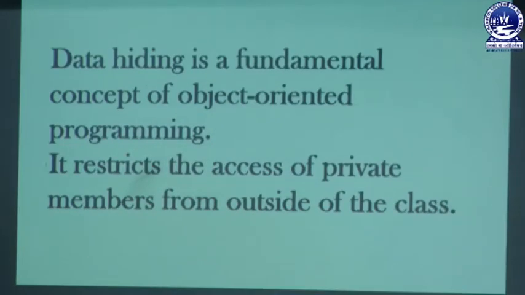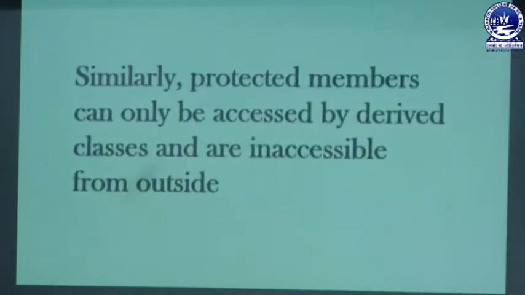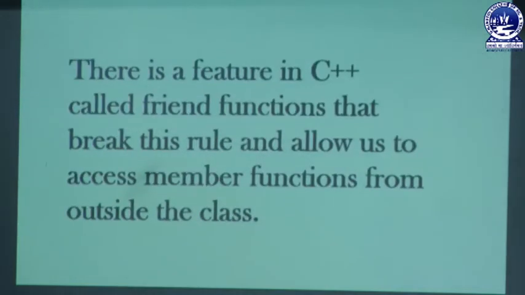We know that data hiding is a fundamental concept of object-oriented programming. It restricts the access of private members from outside of the class. Similarly, protected members can only be accessed by derived classes and are inaccessible from outside. There is a feature in C++ called friend function that breaks this rule and allows us to access members from outside of the class.